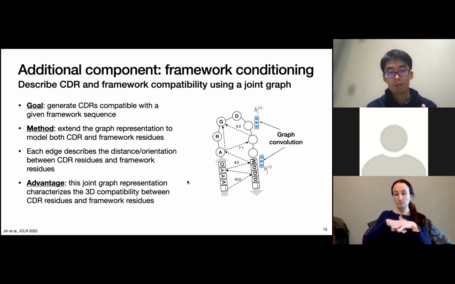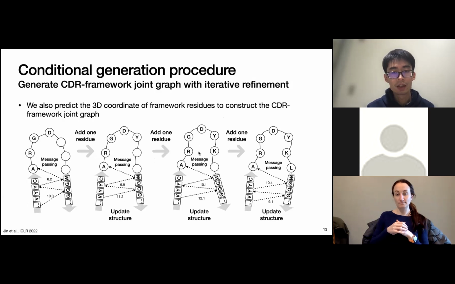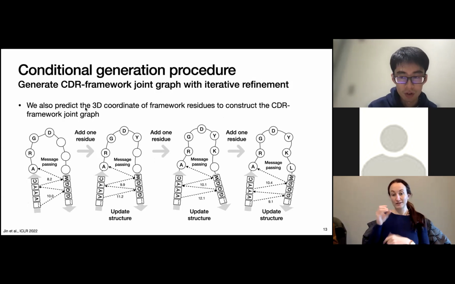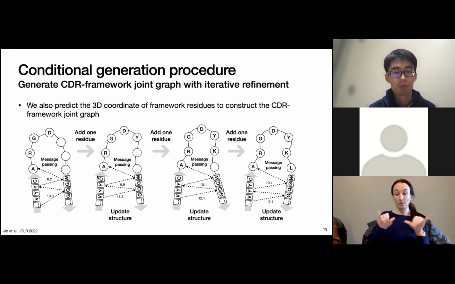And this joint graph representation, what it's trying to capture, right? It is trying to capture how the framework region is interacting with the CDR residues. And we want to make sure, right, when you insert these CDR residues, it should be compatible with the framework region, which is given, right? So again, the idea is the same. It is just we have more conditioning, right? We condition on not only the previously generated CDR and the current CDR structure, but we also condition on the structure of the framework.